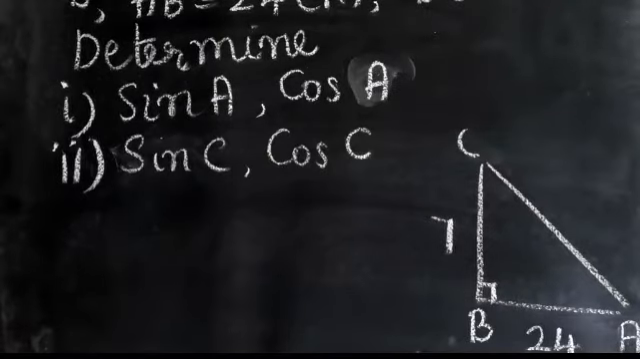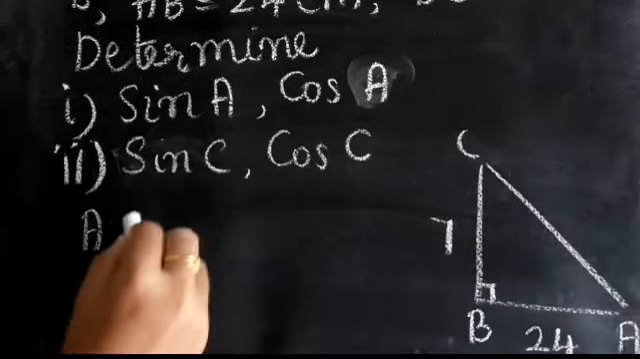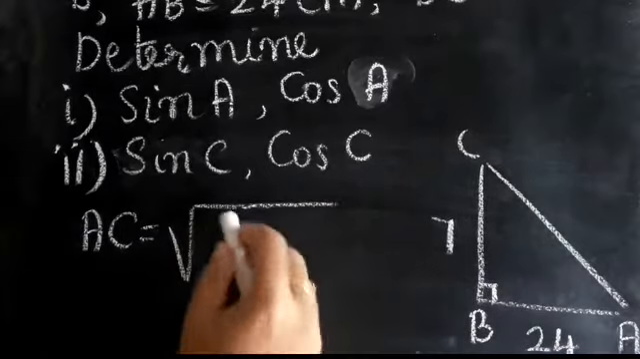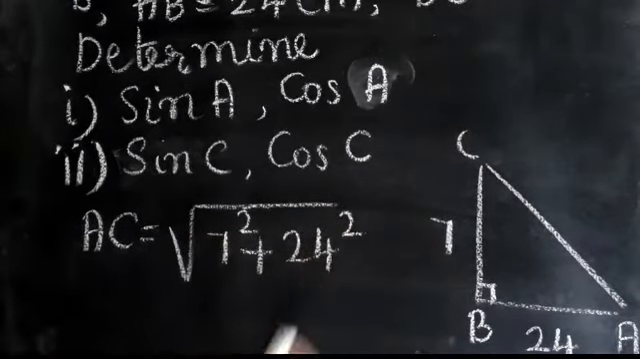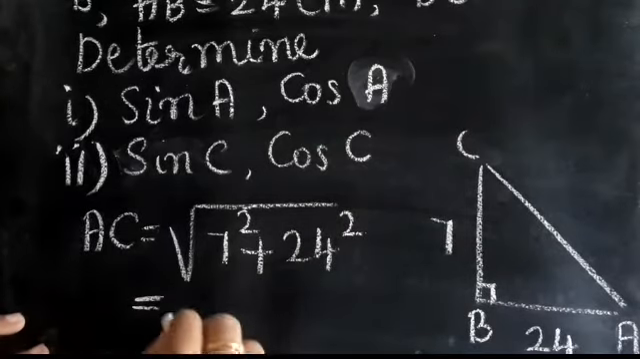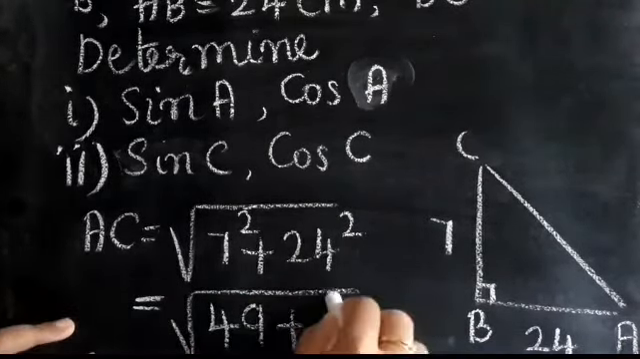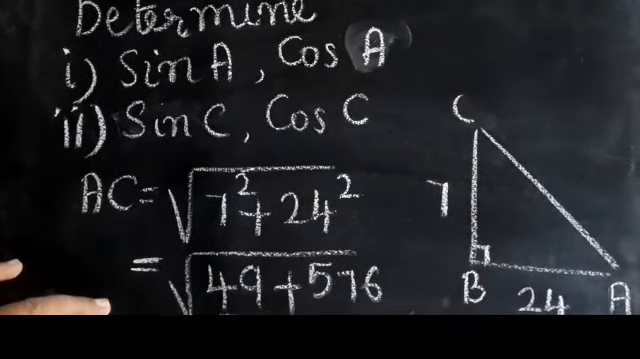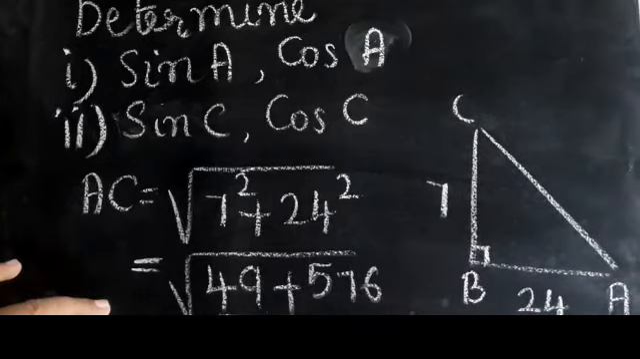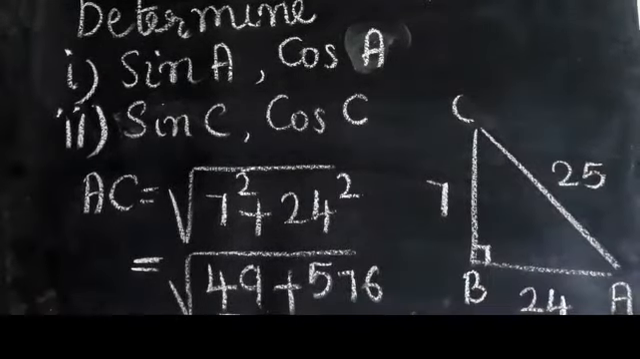So what is Pythagoras theorem? Hypotenuse square is equal to base square plus altitude square. So AC is equal to root of 7 square plus 24 square. So what is 7 square? Root of 49 plus 576. So that is equal to root of 625. So what is the answer? It is 25. So AC is equal to 25.